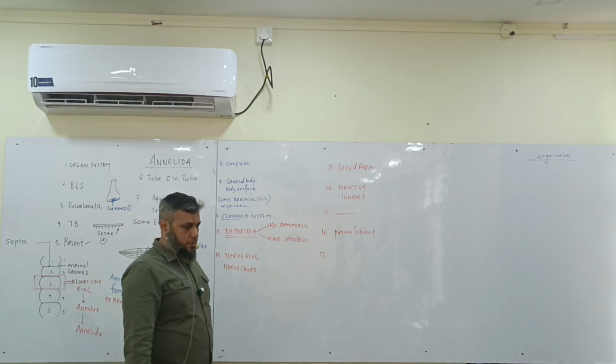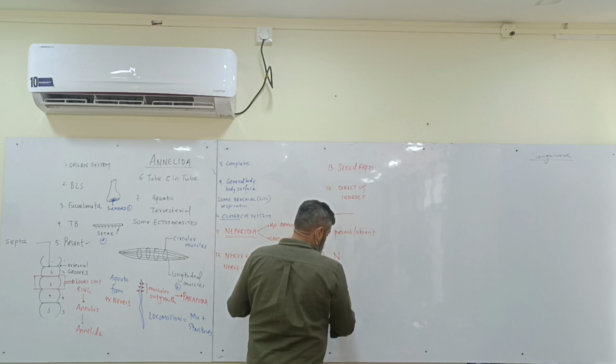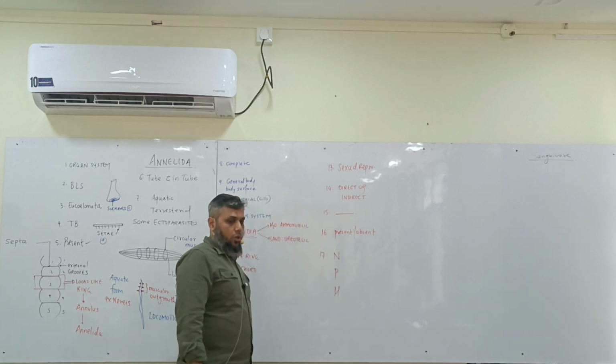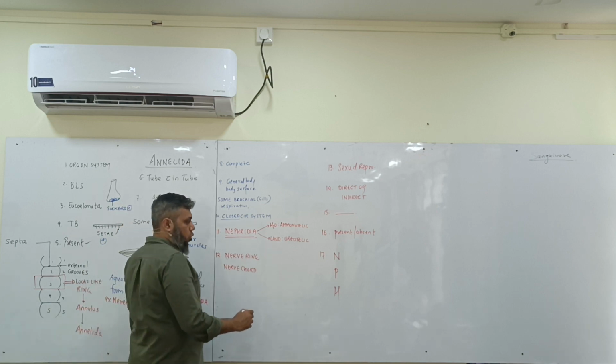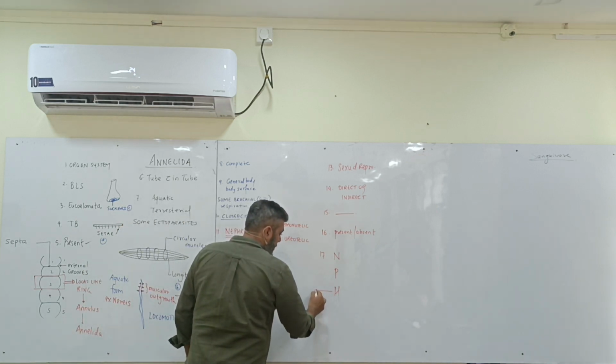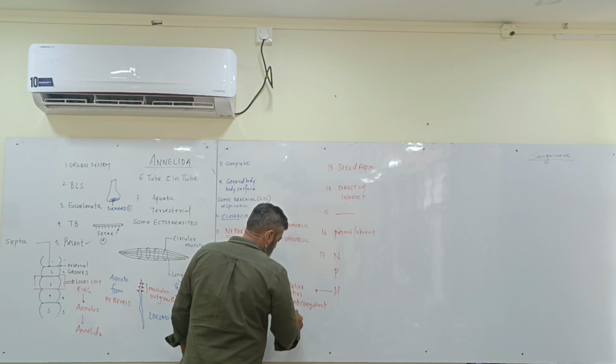Example. What are the examples? Nereis. Then Pheretima. Earthworm, that is, and Hirudinaria. Now let's go. Hirudinaria, that is blood sucking leech. So why is it called Hirudinaria? Because its saliva has a very powerful anticoagulant, and this anticoagulant is called hirudin.